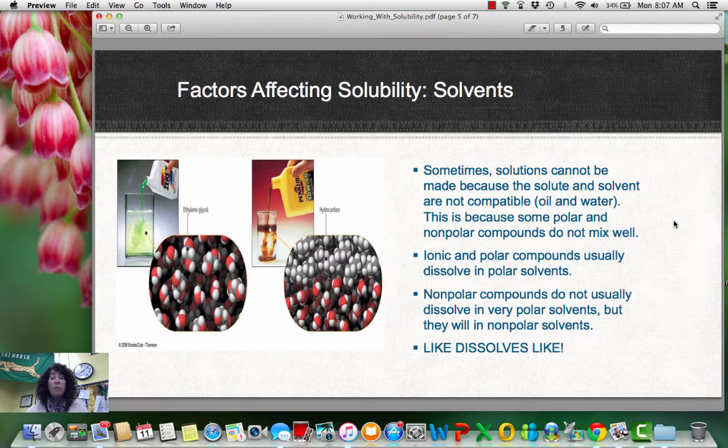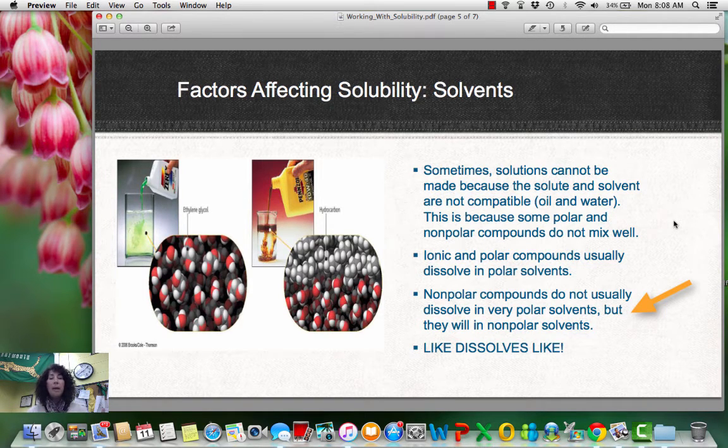The type of solvent you're dissolving into can affect solubility. Sometimes solutions cannot be made because the solute and the solvent just aren't going to work together, kind of like oil and water. This is because some polar and non-polar compounds just don't mix well. Ionic and polar compounds usually dissolve in polar solvents. Non-polar compounds don't usually dissolve in a polar solvent, but they will in a non-polar one.